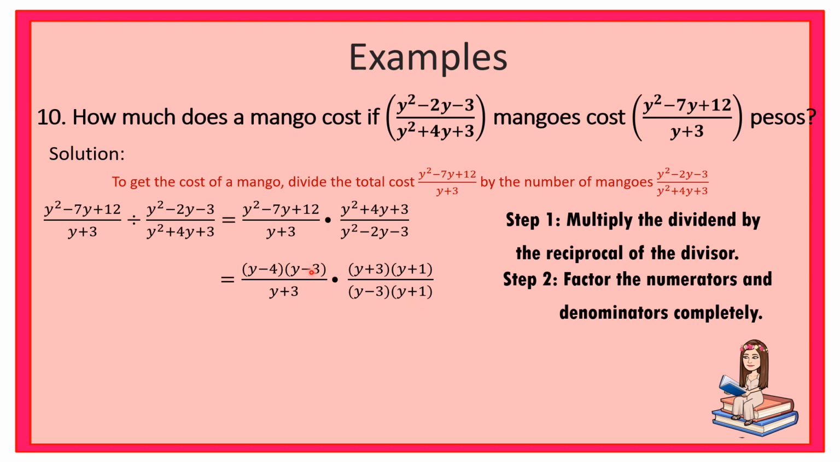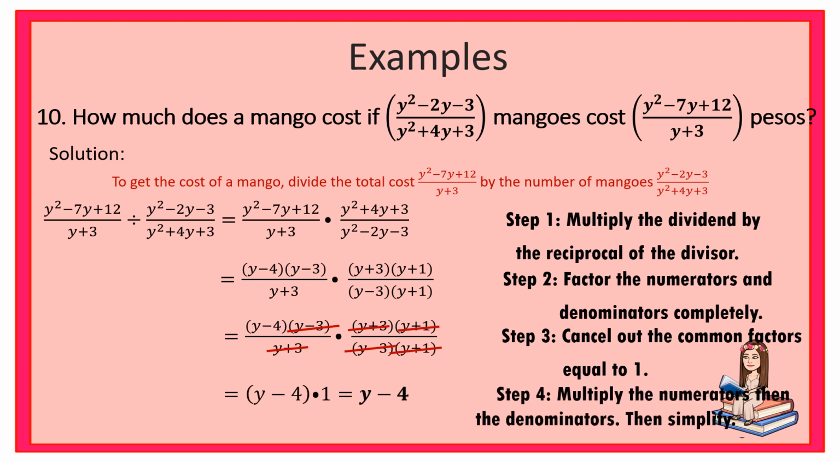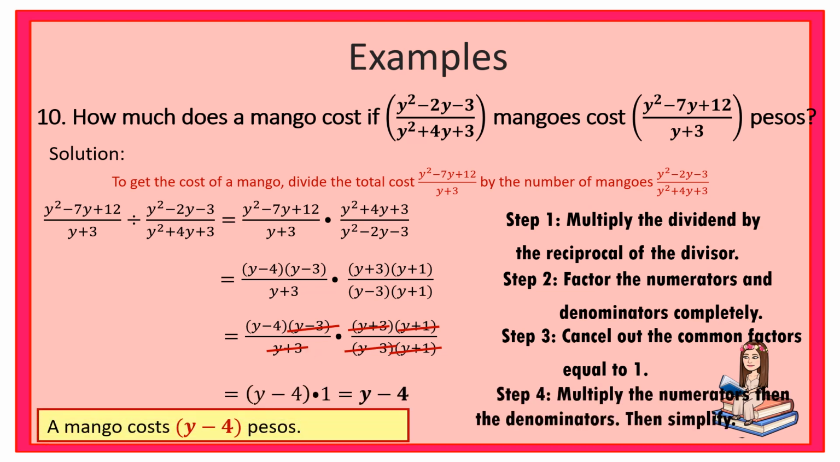So, pwede ko makancel yung y minus 3, yung y plus 3, at yung y plus 1. So, doing so, we will have this one. So, ang natira na lang ay y minus 4. Therefore, we can say that a mango costs y minus 4 pesos.